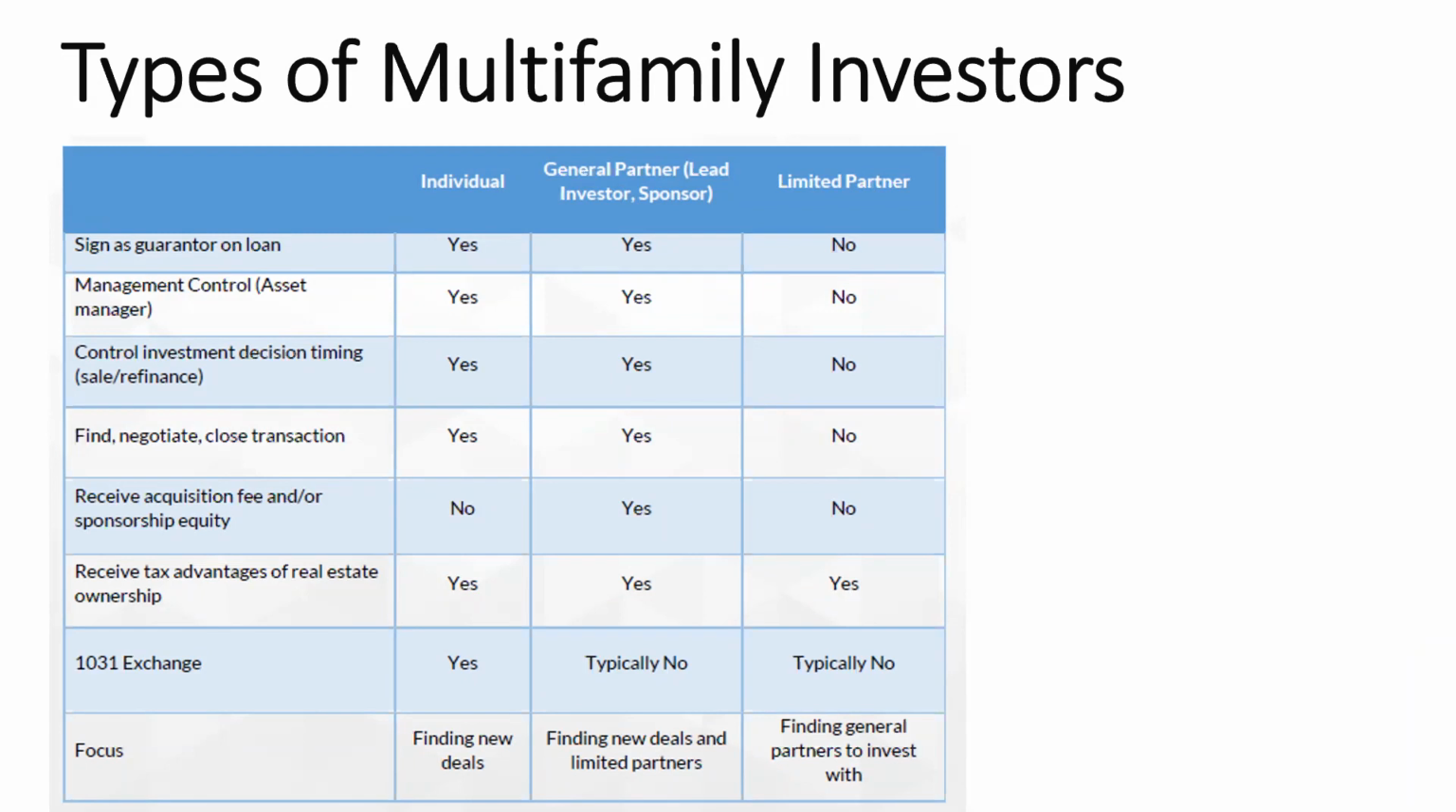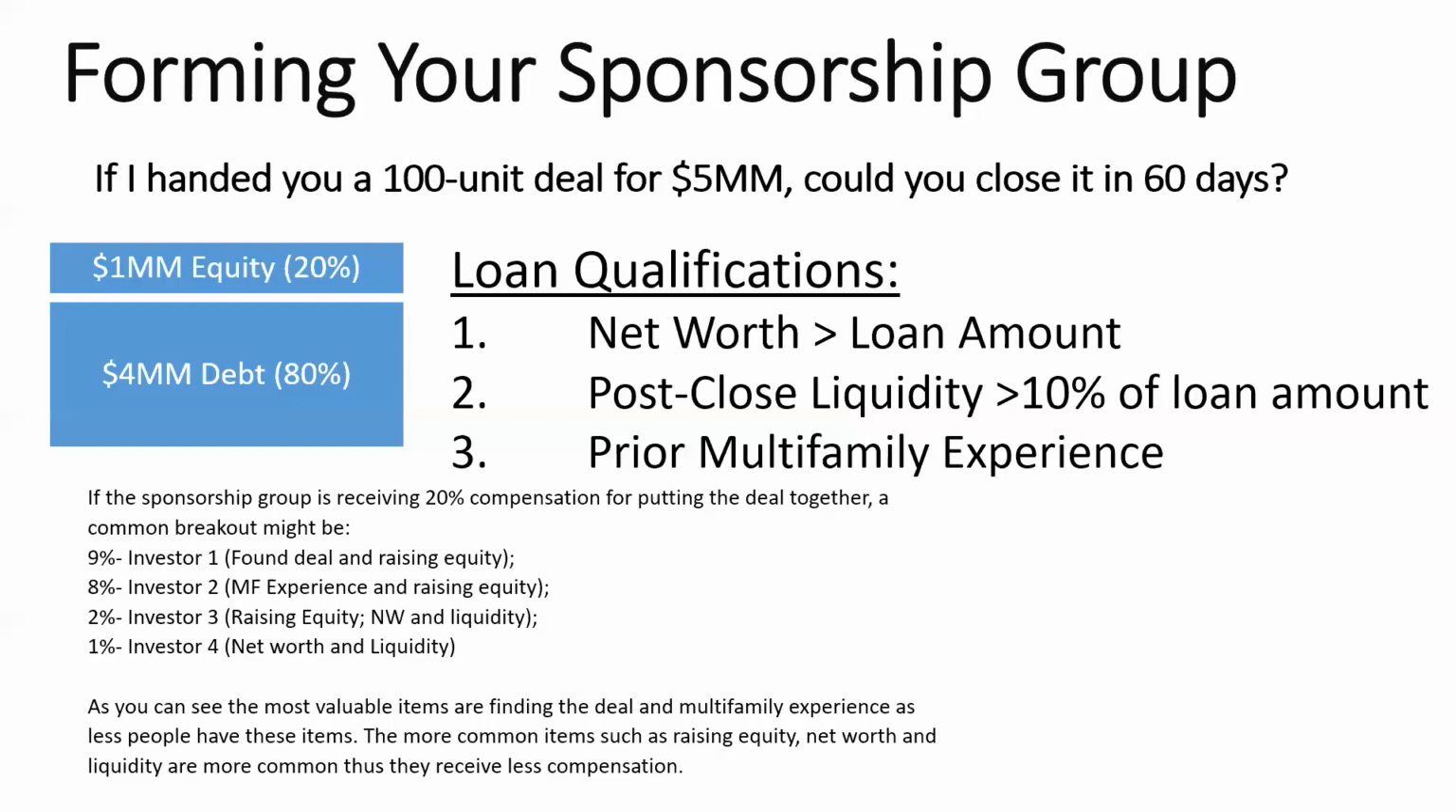And so what usually happens is, how do you buy deals that are $10 million? How do you buy deals that are $30 million? And it's really about forming your sponsorship group. Let's just take an easier example. Let's say $5 million, and I hand it to you and I say, hey, could you close this deal in 60 days? And the structure typically is, let's say 80-20, right? So 20% is down payment, cash, $1 million in equity, $4 million debt and loan, right?